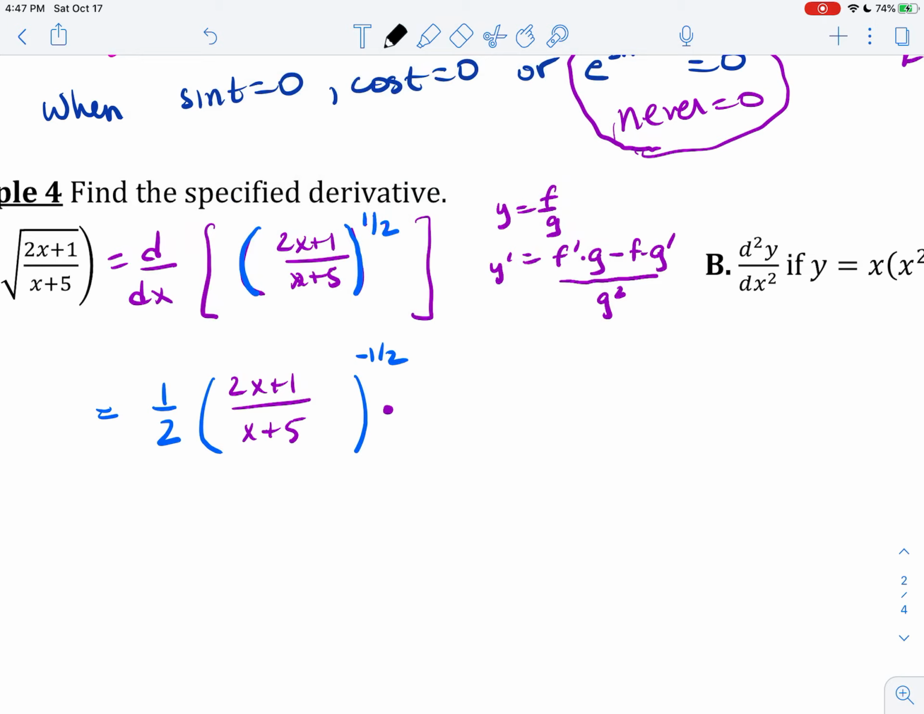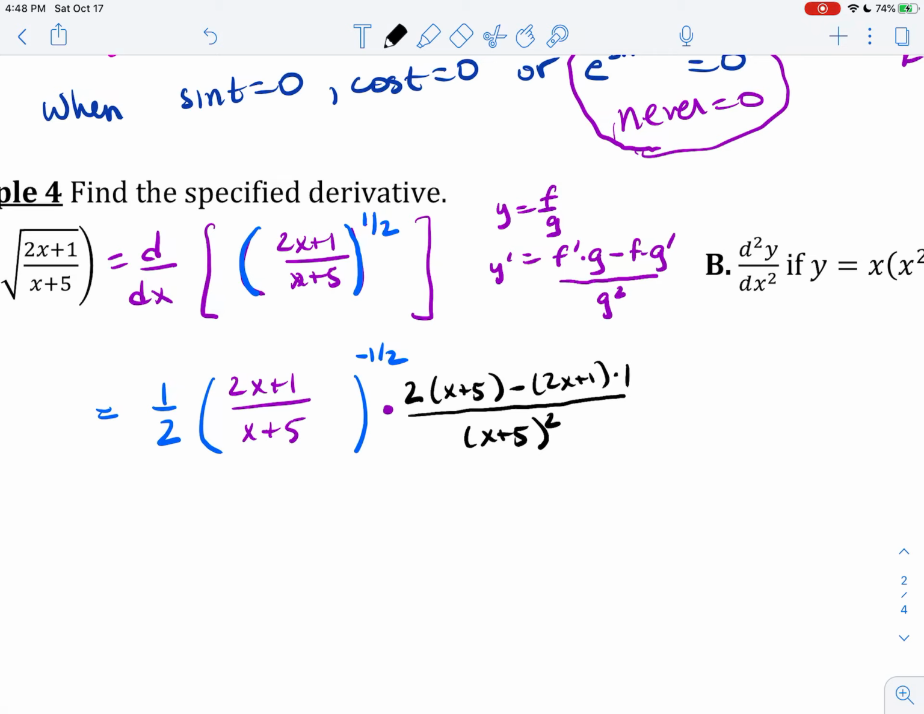The derivative of the inside here, being the derivative of the top, is 2 times the bottom minus the top, and don't forget to subtract the entire top, times the derivative of the bottom, which is 1, all over the bottom squared.